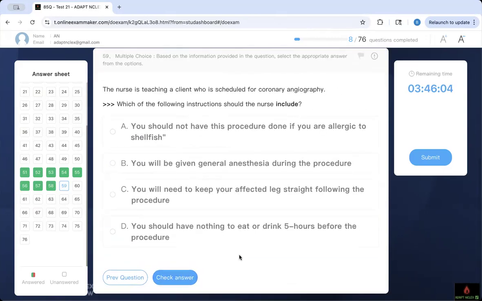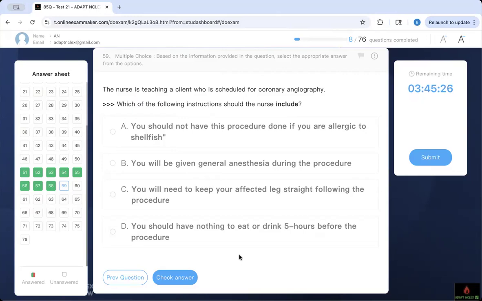And this is teaching a client who is scheduled for coronary angiography. Which of the following instructions should the nurse include? You should not have this procedure done if you are allergic to shellfish. You will be given general anesthesia during the procedure. You will need to keep your affected leg straight following the procedure. You should have nothing to eat or drink 5 hours before the procedure. What is the pre-op teaching you provide for a patient who is going to have cardiac catheterization, cardiac angiography? Pause the video, pick your answer, but pay attention. Cardiac angiography, right?